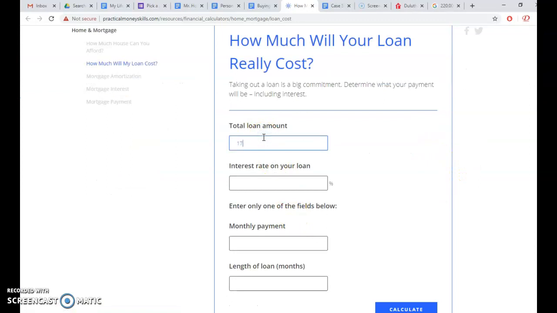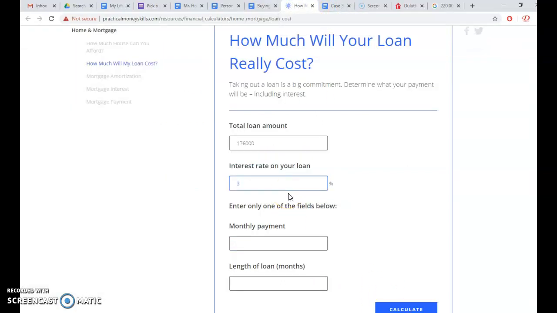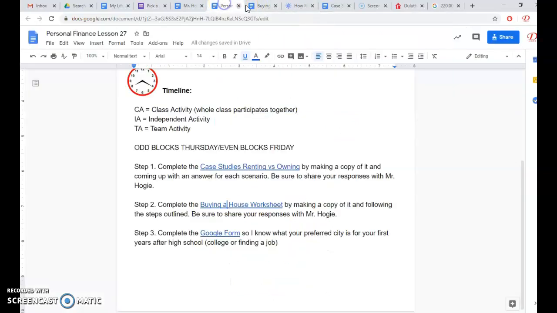My total loan amount is $176,000. That does not change, right? But the interest rate will. And then also, I'm not going to have a monthly payment yet. It says enter only one of the fields, right? So my first example here says a 3% interest rate, right? So I put in 3, and then it says length of loan in months, all right?